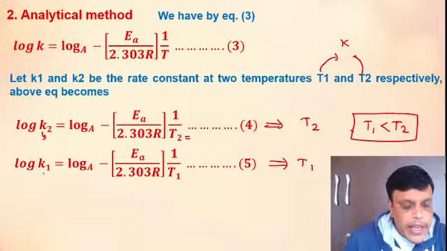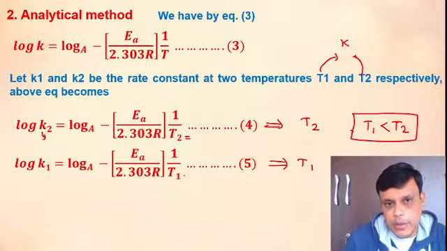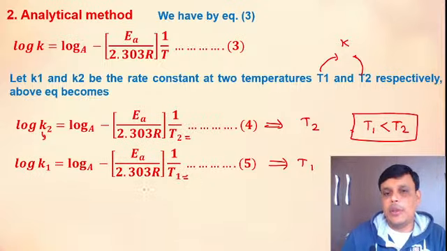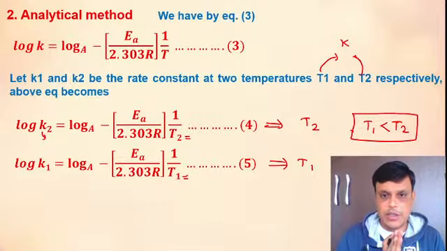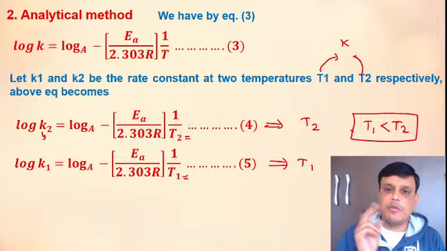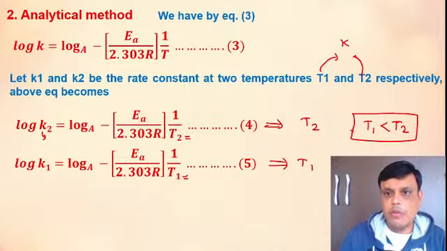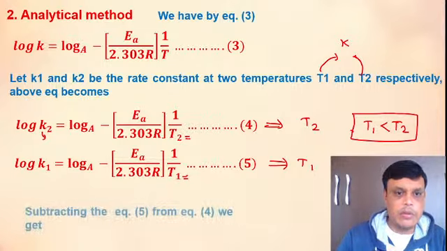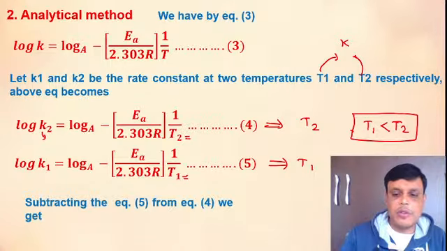So log K, we'll put K1 here because this is temperature T1. Then log A minus EA by 2.303 R into 1 by T1, because here temperature T1 is used. So these two equations are there for two different temperatures. Now what we will do, we will subtract equation 5 from equation 4.